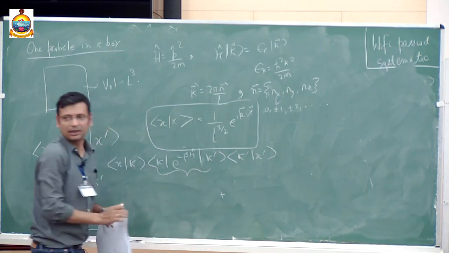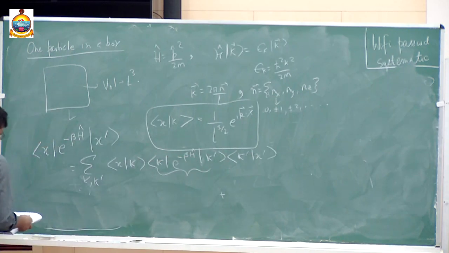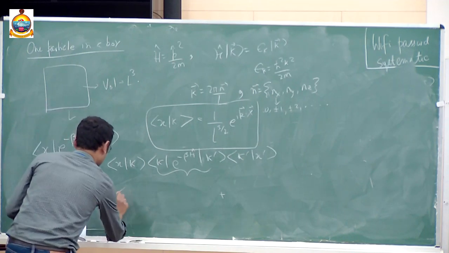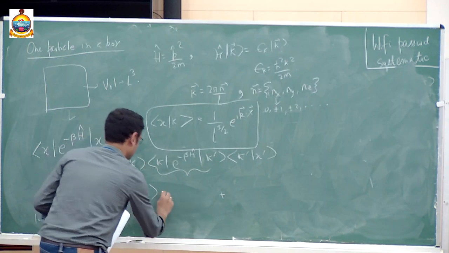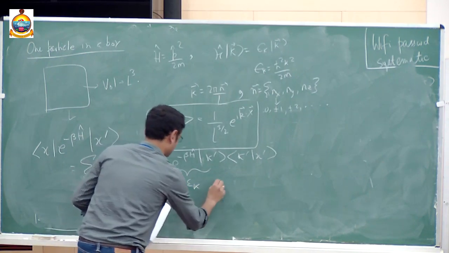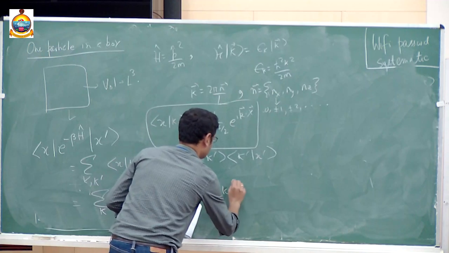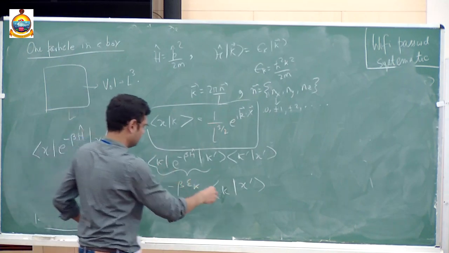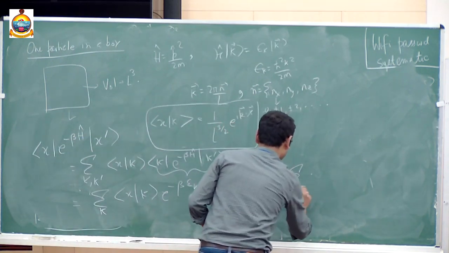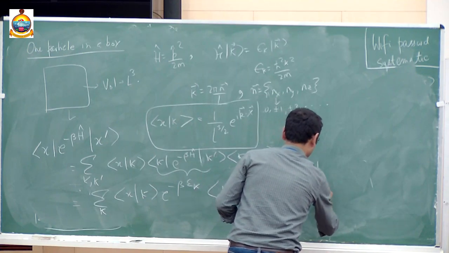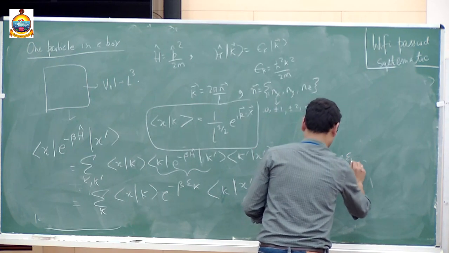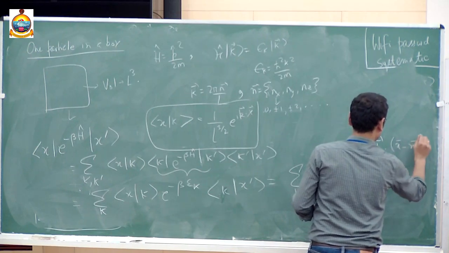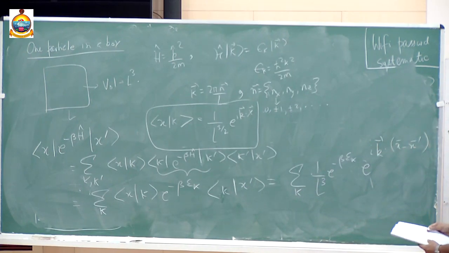Right? And this is diagonal, right? This is diagonal, this guy, okay? Good. So then, because this is diagonal, I can just use this relation to write this out in detail. Okay, good. So far, so good.